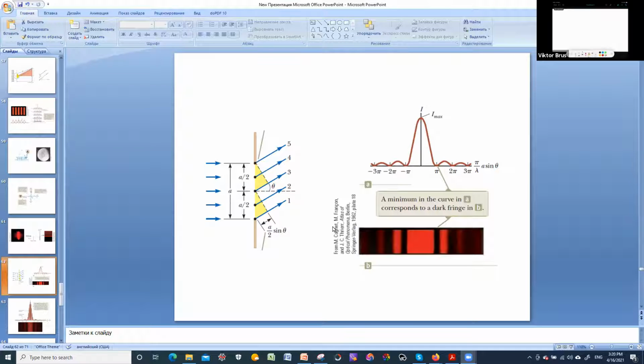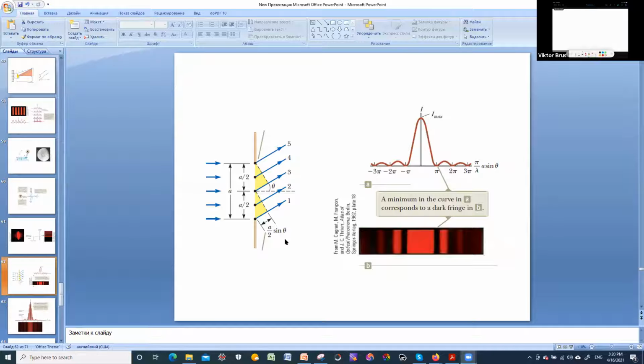So that is also true. Such a difference in path is also true for rays 3 and 5. We see here that ray number 3 travels longer towards the screen than ray number 5, and this difference is again defined by this expression.